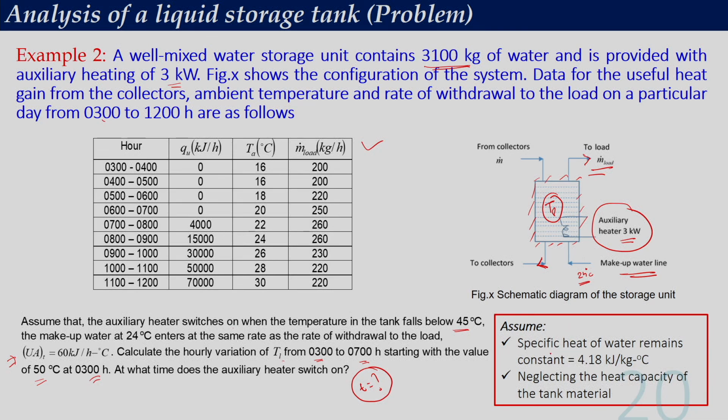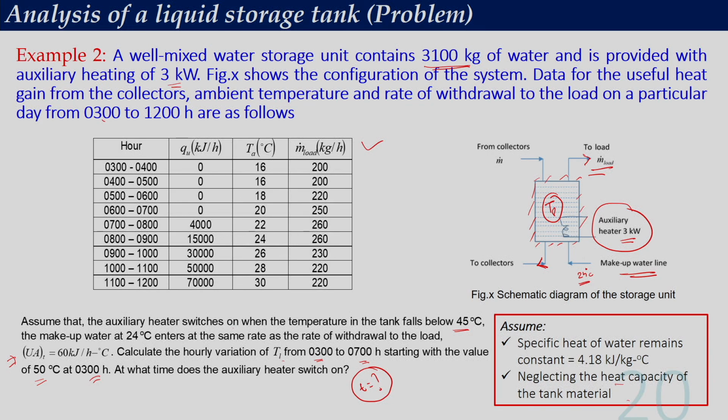And we need to assume the specific heat of the water remains constant because the temperature variation is not much, and neglect the heat capacity of the tank material. So, here we are not considering the tank material, even though it requires some kind of angles to hold the structure. Of course, we can consider it, we just need to add this component in the heat capacity part, but for the time being we are not considering it.